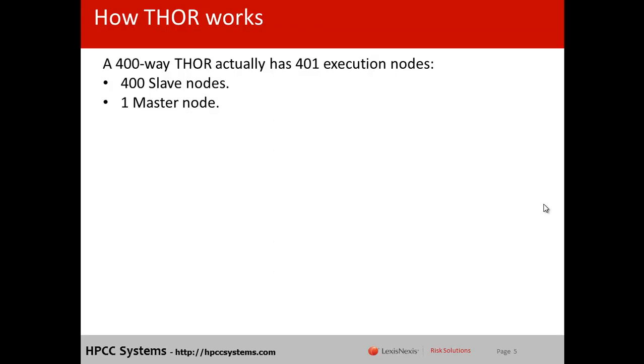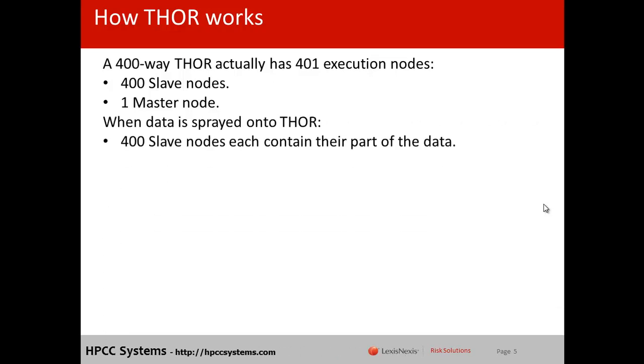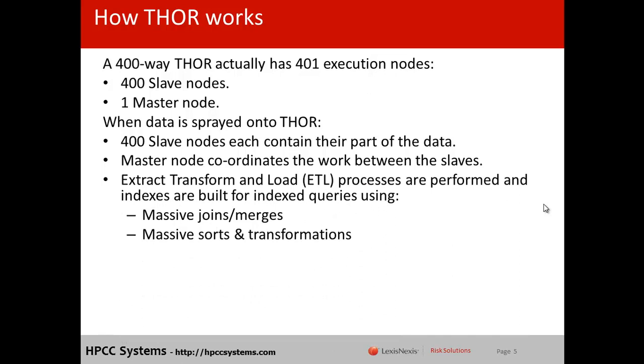Now, how does THOR work? Again, a 400-way THOR has actually 401 execution nodes, the 400 slave nodes, and the one master node. When data is sprayed onto THOR, 400 slave nodes each contain a small part of the data. In total, they make up one logical file that you reference as an ECL programmer. The master node coordinates the work between the slaves.